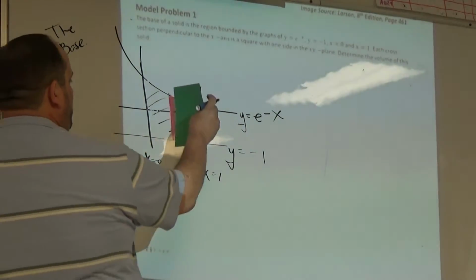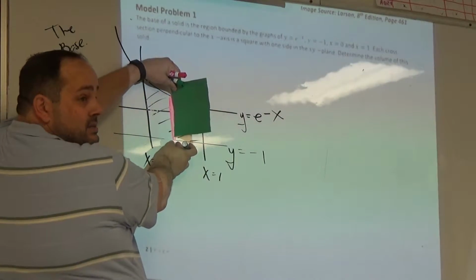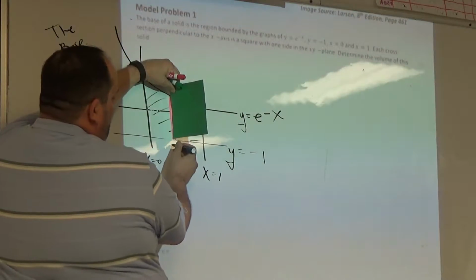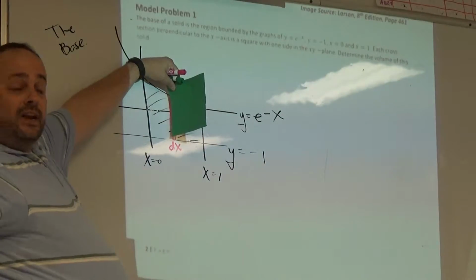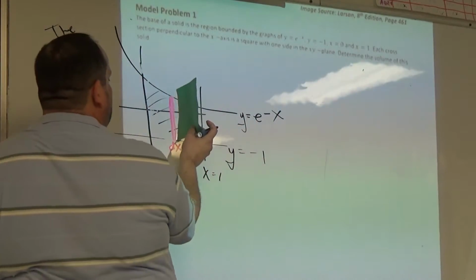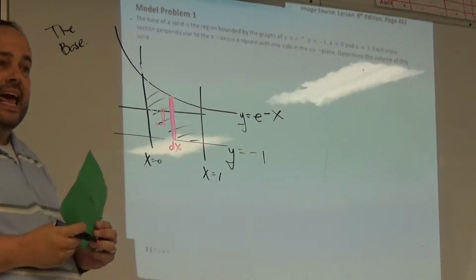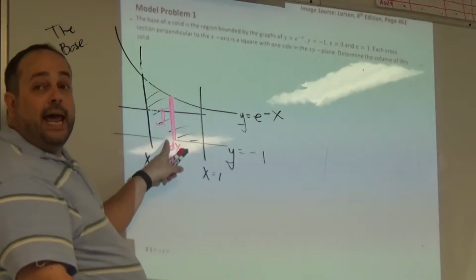Here's what I need to know about that slice. I need to know how wide it is. Right, this is your dx. It is a dx kind of integral because your square is perpendicular. The other important thing I need to know is how long is that slice? I'm just going to call it L, and I bet some of you know exactly how long L is.